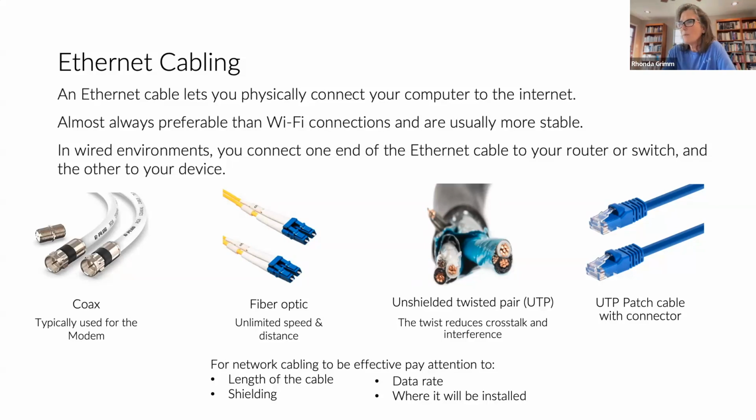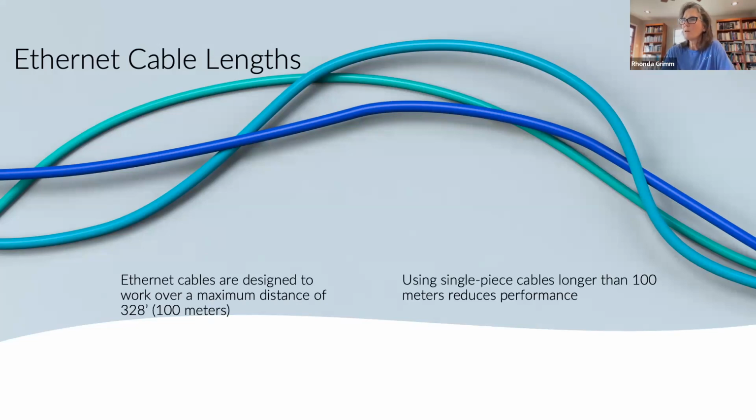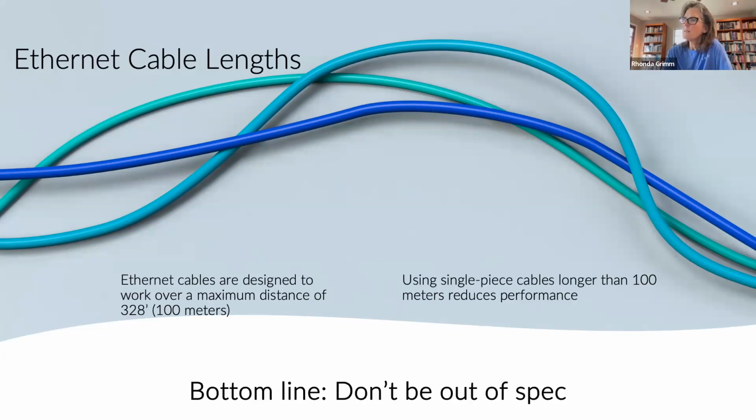A few things you want to pay attention to with regard to cabling are the length of cable, the shielding it uses, the data rate, and where it will be installed. Cable lengths are a big deal. Ethernet cables are designed to work over a maximum distance of 328 feet. Using single pieces of cable longer than that will reduce performance. So bottom line, don't be out of spec on your Ethernet cable.